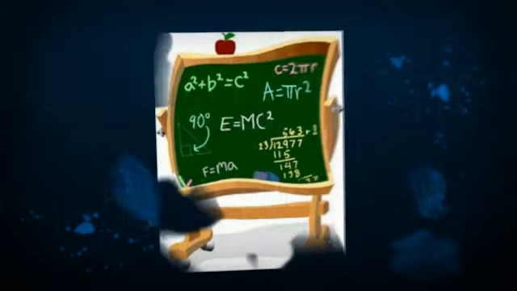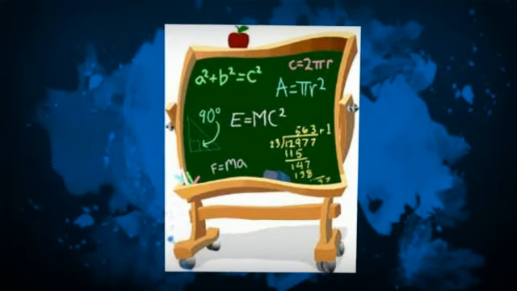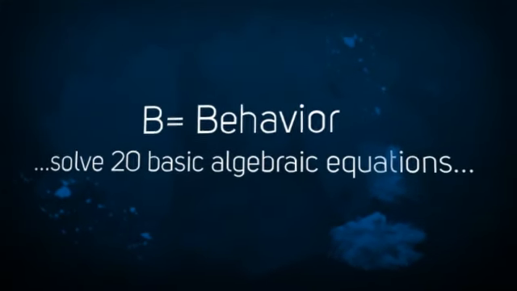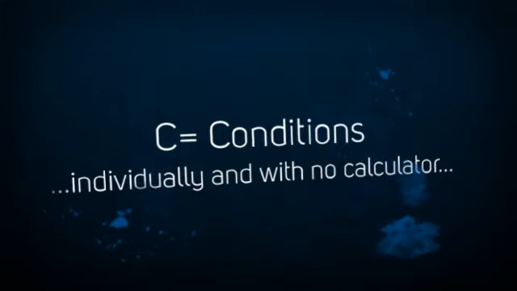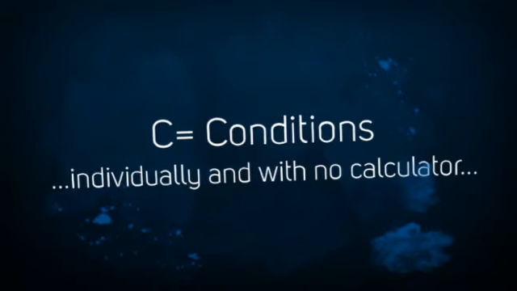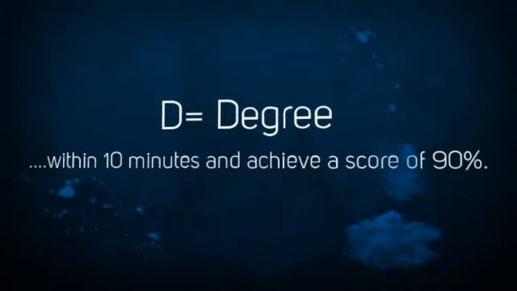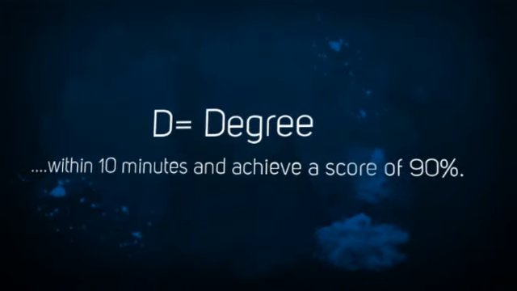So let's look at an example. Let's put it together. For example, here's an audience of 4th grade math students who will be able to, behavior, solve 20 basic algebraic equations. Condition, individually and with no calculator. Degree, within 10 minutes and achieve a score of 90%. Now, go practice the ABCD model of objectives.